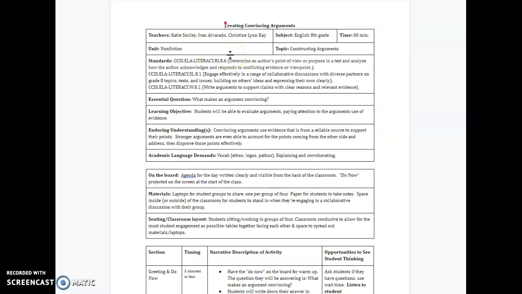This individual lesson begins the unit, What Makes an Argument Convincing? Students will be able to evaluate arguments, paying attention to the argument's use of evidence. The objectives and language demands are listed. The essential question on the board is posted clearly. Students have laptops to share and are seated in groups of 4, allowing for the most student engagement as possible.